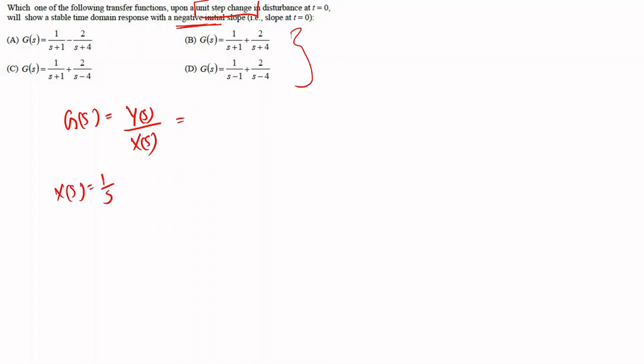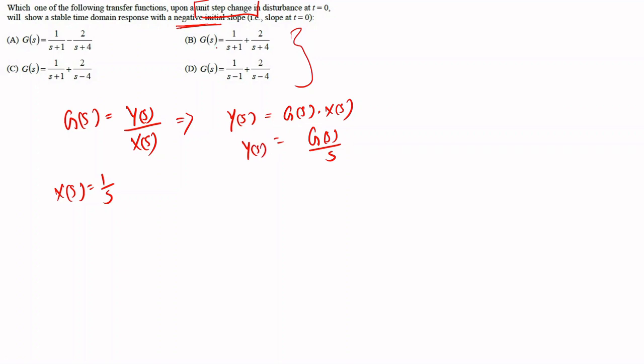So in this question, corresponding to these four different transfer functions, we have to find for which of these the time domain response will have a negative initial slope. So the transfer function we can write as output upon input, that is G of s is equal to Y of s upon X of s. In this given question, we have been given a unit step change, that is X of s will be 1 upon s. So the response in s domain, we can write as Y of s is equal to G of s into X of s. So this will become G of s upon s.